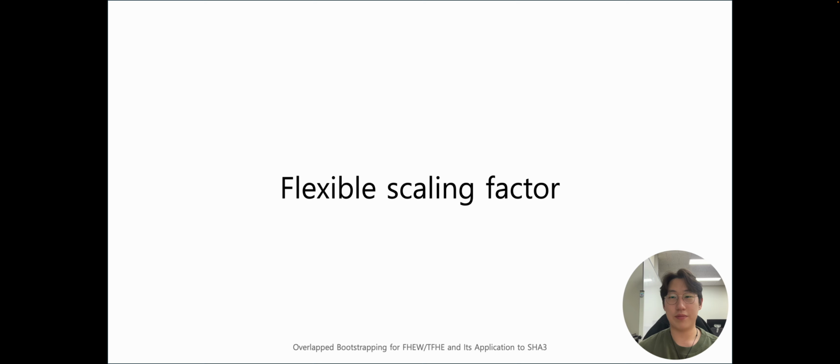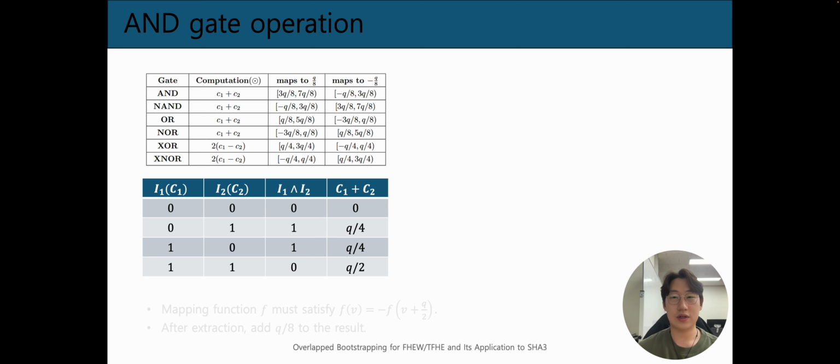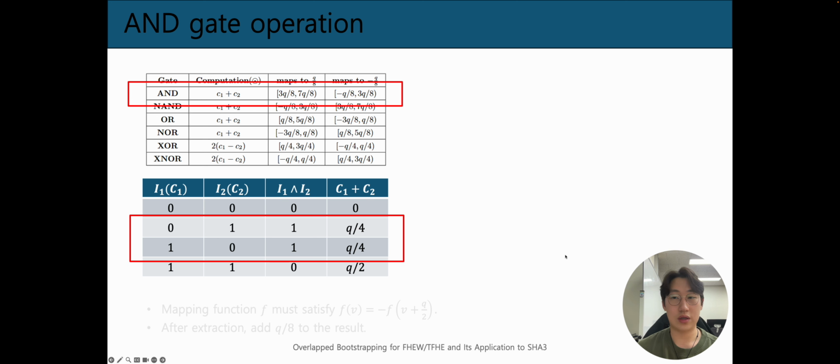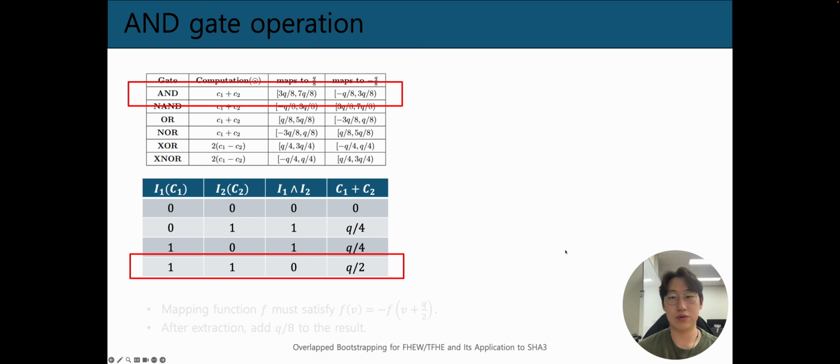Now I'm going to describe the concept of the flexible scaling factor. First, let's take a look at how the AND gate operation works in this setting. The message is scaled by Q over 4, and the ODOT operation here is simply defined as addition. If we look at the truth table, we will see three cases. When both inputs are 0, the output is also 0. When the inputs are like this, the output should be Q over 4. When both inputs are 1, the output is Q over 2.